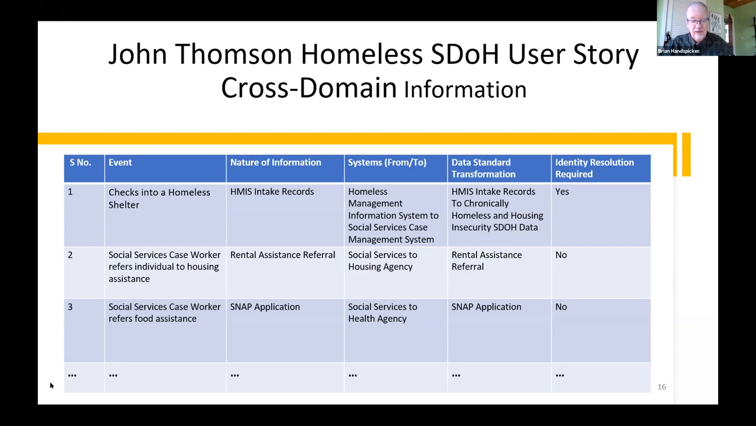And assuming that the social services caseworker can get a hold of some information about John and let it bootstrap their work in getting assistance for John, can we readily get a rental assistance form from the local social services agency over to a housing agency that can actually put that referral into action? So that is the setup description of what's about to happen for John Thompson.